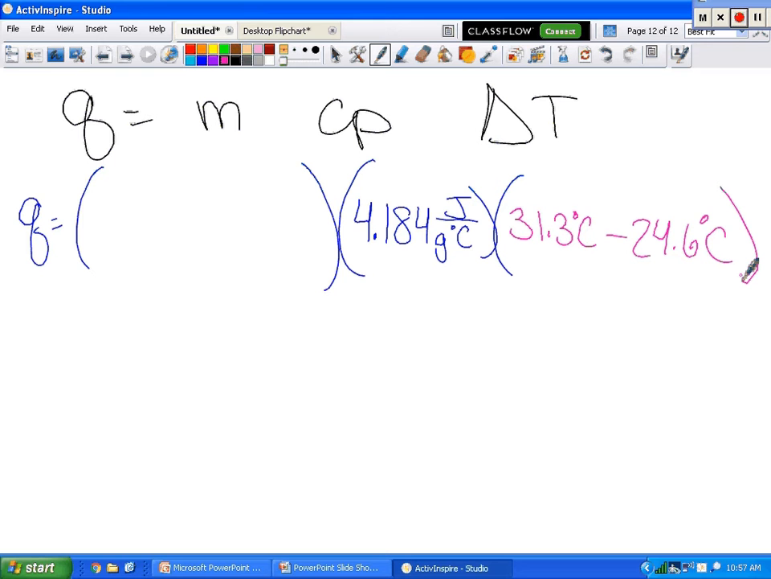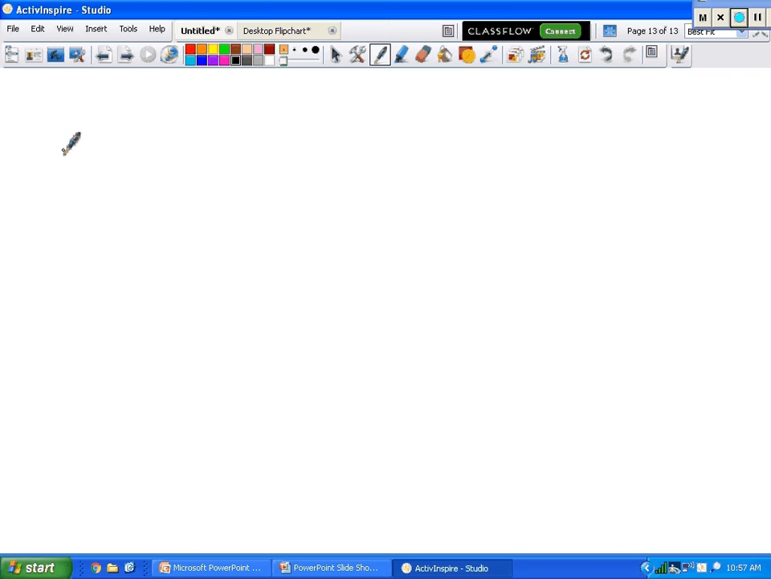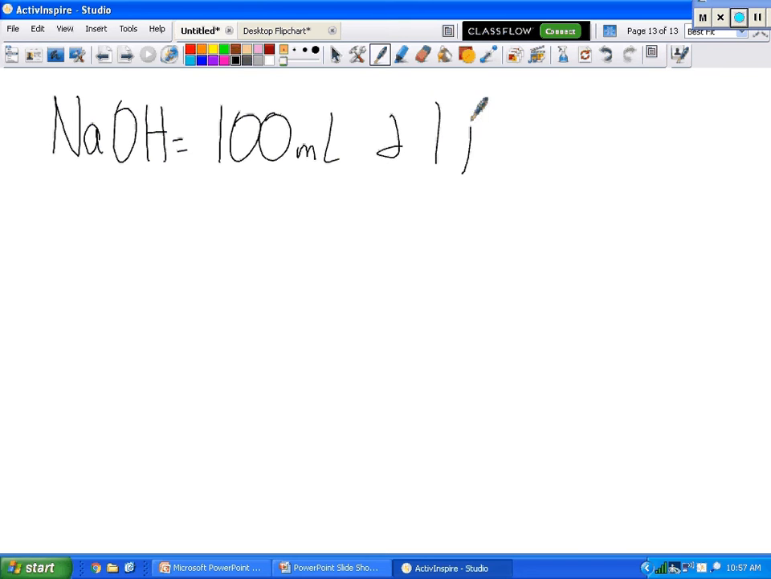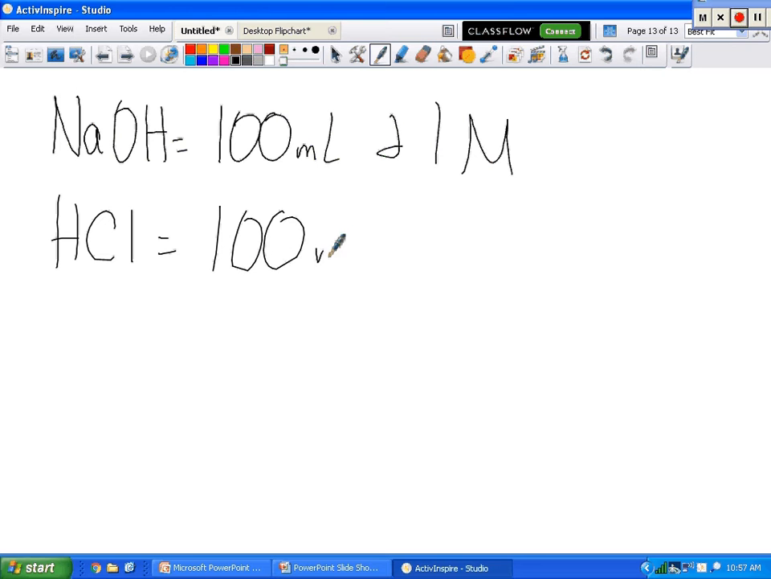So here's the problem. This is the thing that's going to get us. Everybody got that? Can I change pages? It's joules over grams times degrees Celsius. Okay? So here's the problem. They tell us that we have NaOH, and they tell us we have 100 milliliters and 1 molar, right? Then they tell us we have HCl, and that's 100 milliliters and 1 molar.